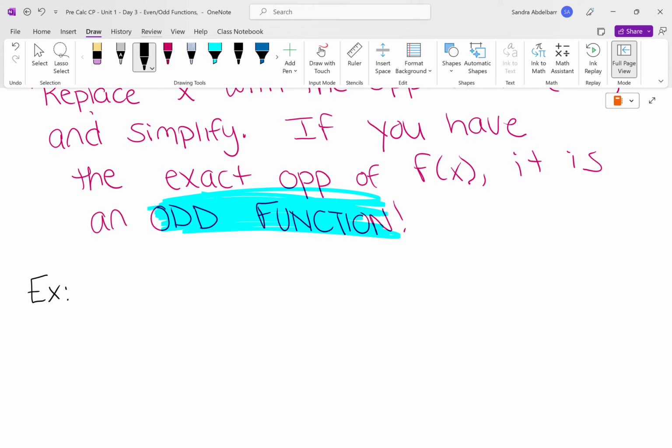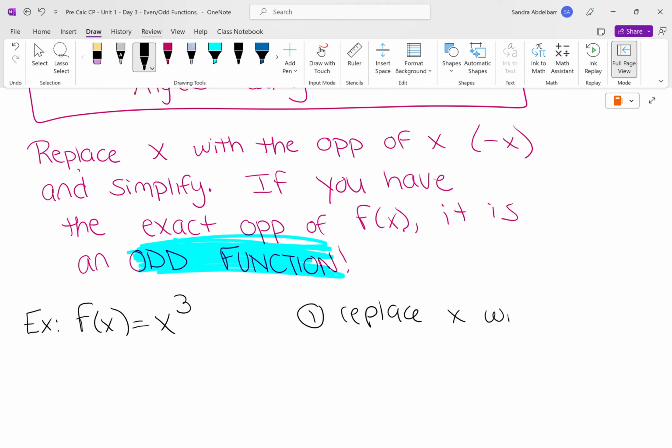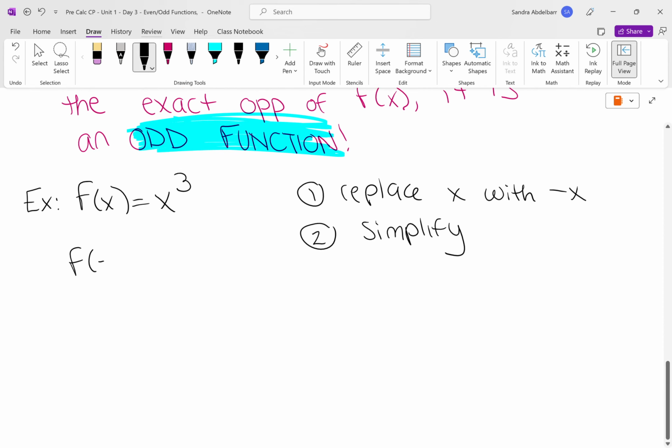All right, let me give you an example. Can you go up a little bit? Oh, sure. Like there? Yeah. Okay, so let me give you an example. If I have f of x is equal to x to the third, and I want to figure out, is this an odd function? What you're going to do, step one, replace x with negative x. Step two, simplify. All right, so f of negative x means we're going to take negative x to the third power.